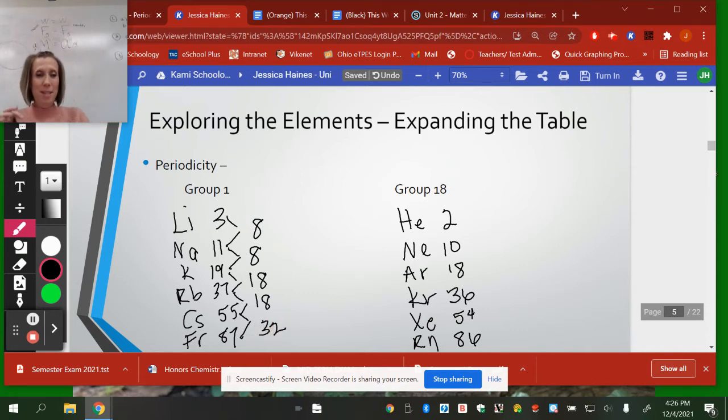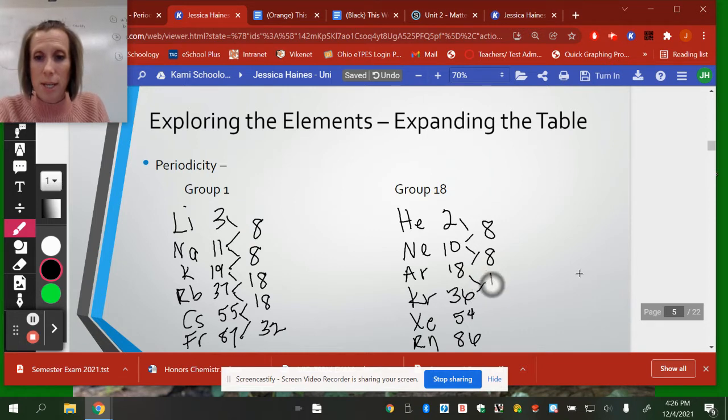Now, let's look at group 18. Between helium and neon, how many electrons are added? Of course, 8. And then between neon and argon, 8. So you see what's happening here. Between argon and krypton, 18. Between krypton and xenon, 18. And then between the last two, 32.